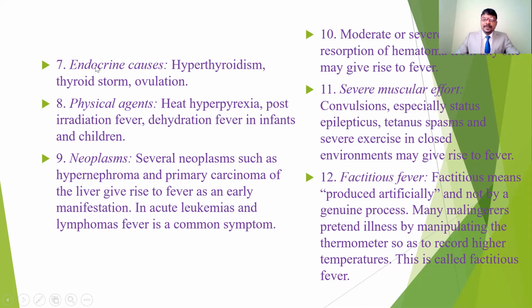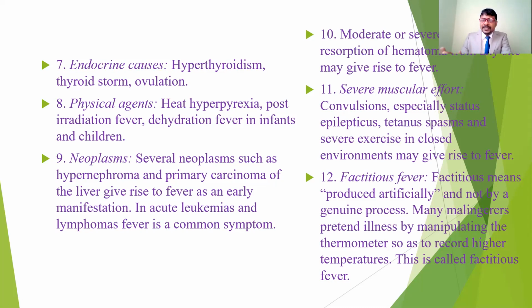And also in the case of physical agents, heat and also hyperpyrexia. If the brainstem and the hypothalamus are not controlled properly, if there is no regulation, the body is going to get hyperpyrexia. And also if exposed to heat, like anybody in a room with a hot temperature, or maybe irradiation fever or dehydration fever in infants and children.